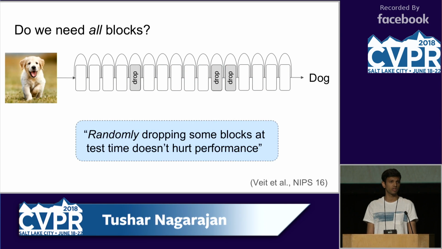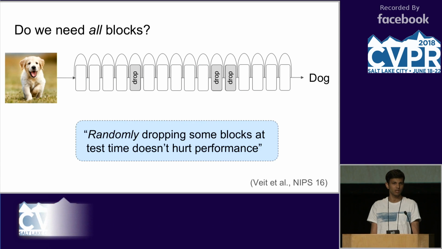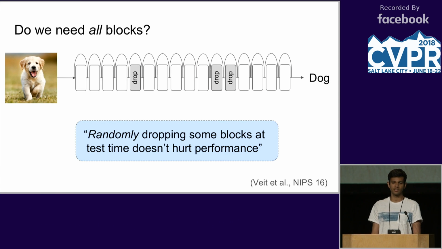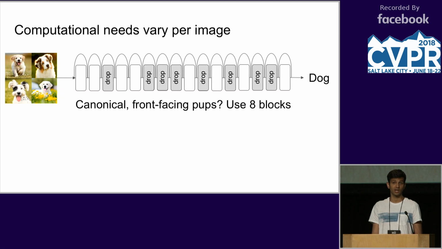Previous work has shown that these models are resilient to randomly dropping a few blocks at inference time. Now, while this does save computation, deciding which blocks to drop is not a trivial task. And if you drop too many of the blocks or the wrong sequence of blocks, this often results in incorrect predictions. Our hypothesis is that each image has its own computation requirement.